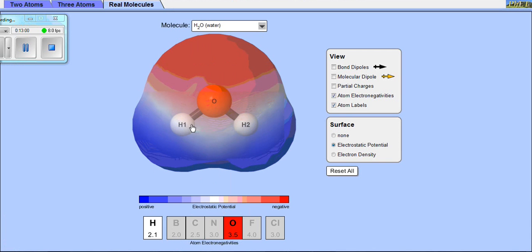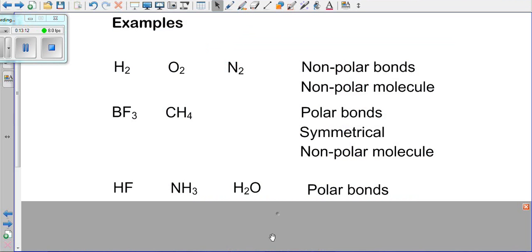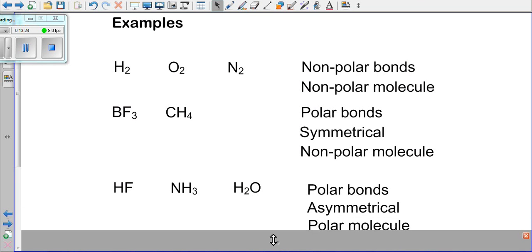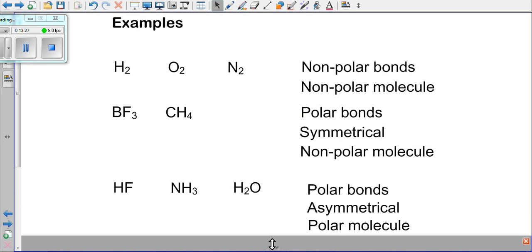So here we see that the bonds between hydrogen and oxygen are polar bonds, and because the molecule is not symmetrical, it's asymmetrical, we have a polar molecule that is formed. So here, if you look at what we've written, HF, NH3, and H2O have polar bonds, and they have an asymmetrical structure. And because of that, we see that the molecule as a whole becomes a polar molecule.